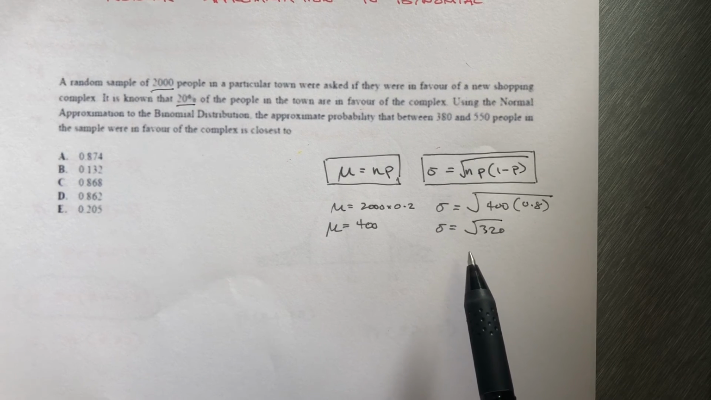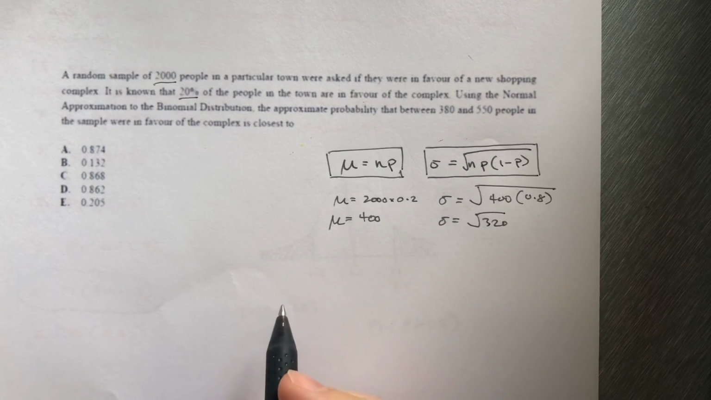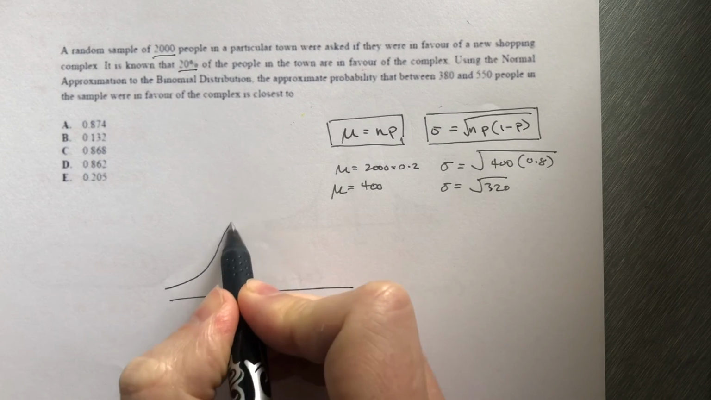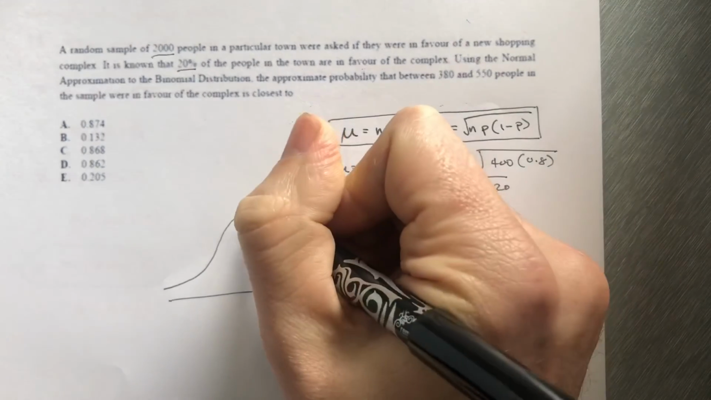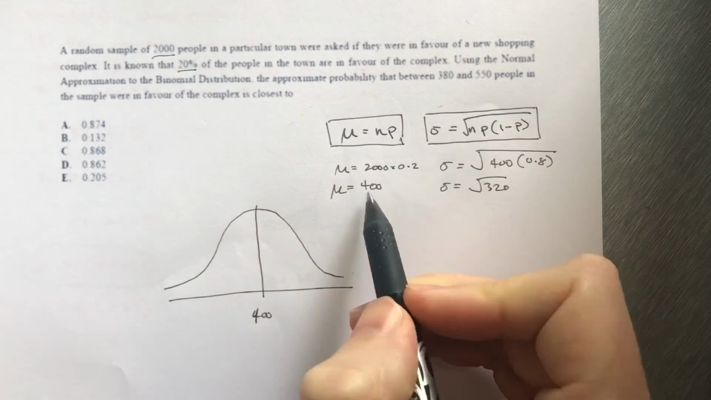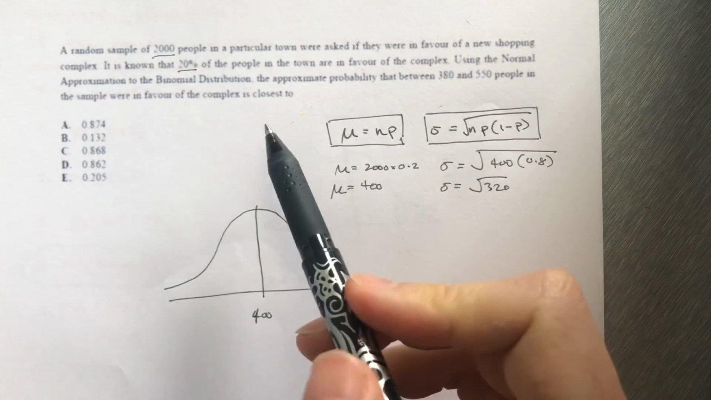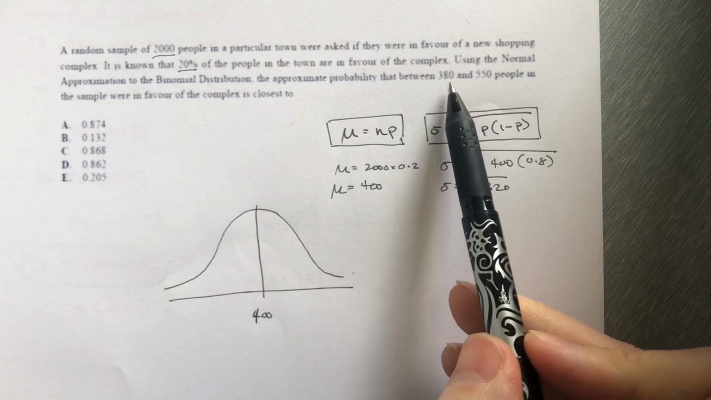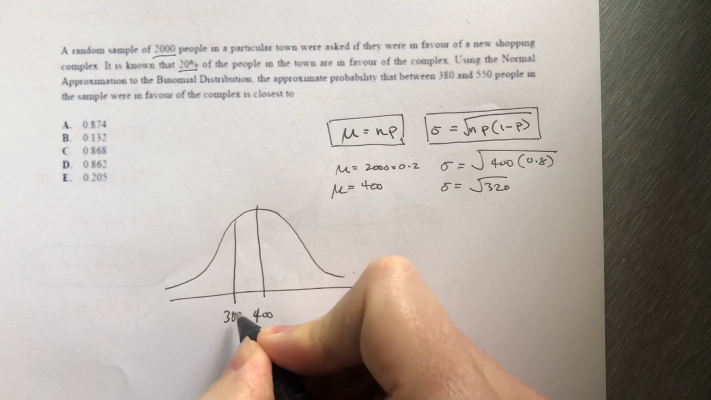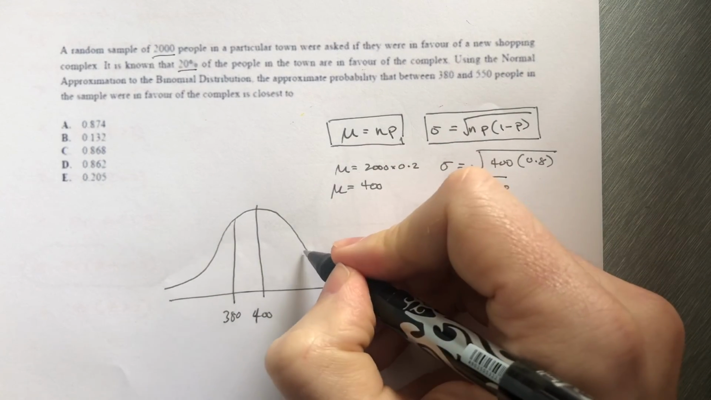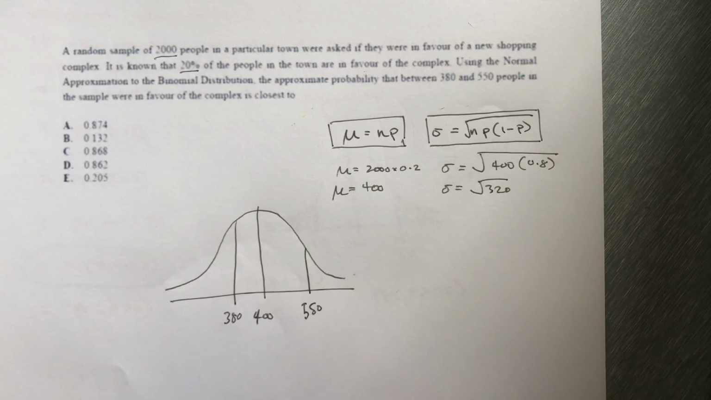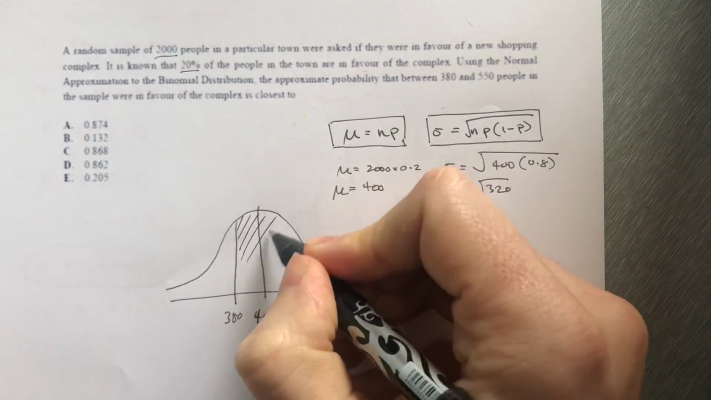This is no different now. All we need to do is use our normal distribution. So I'm going to draw it as I do every single time so I don't get confused. There's my mean, 400. I want to work out the probability that we have between 380 and 550. 380 is going to be somewhere here, 550 is going to be somewhere up here. Don't need to know exactly. So this is the probability that I'm after.